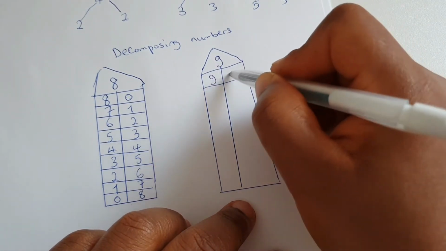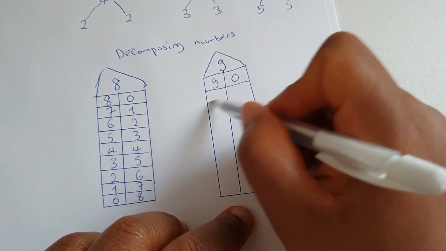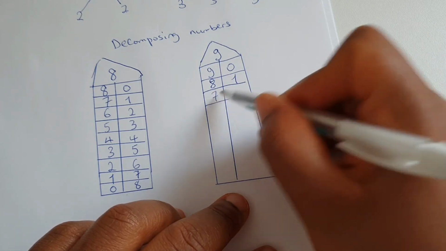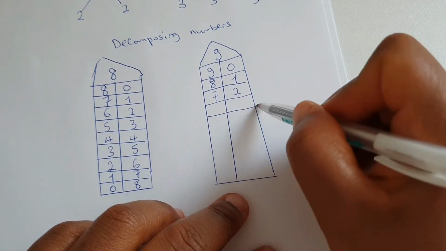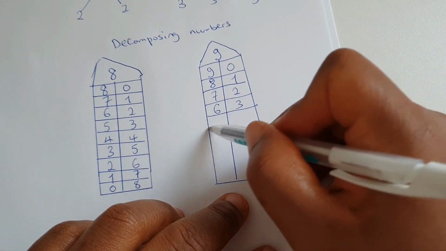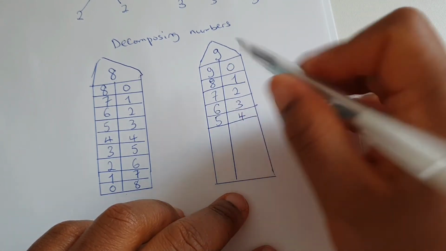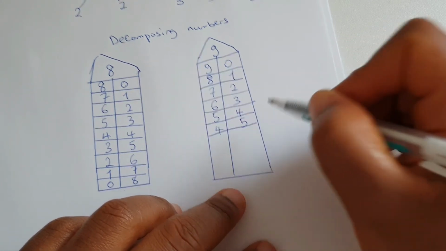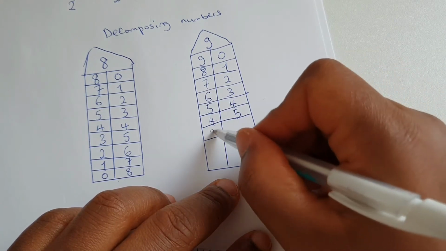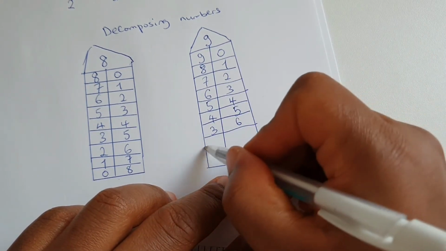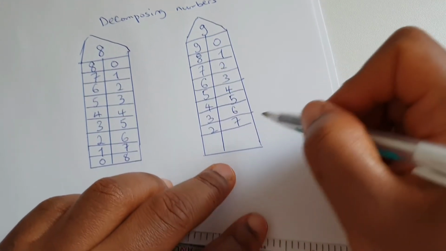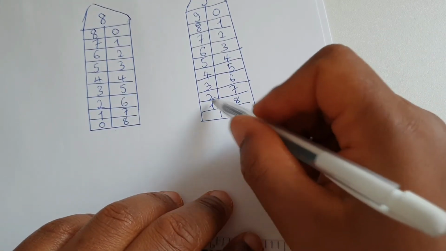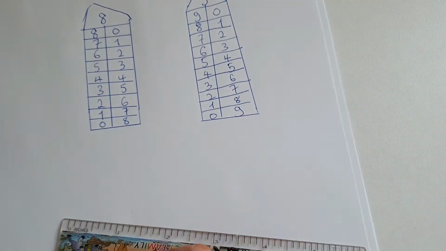So 9 again and 0 will give you 9. 9 plus 0 will give you 9. 8 plus 1 will give you 9. 7 plus 2 will give you 9. 6 plus 3 will give you 9. Automatically 5 come here and 4. 5 plus 4 give you 9. Then 4 plus 5 will give you 9. 3 plus 6 will give you 9. 2 plus 7 will give you 9. 1 plus 8 will give you 9. Then 0 plus 9 will also give you 9.